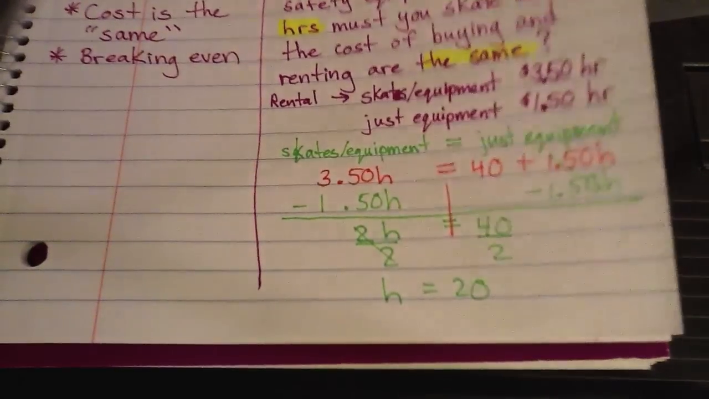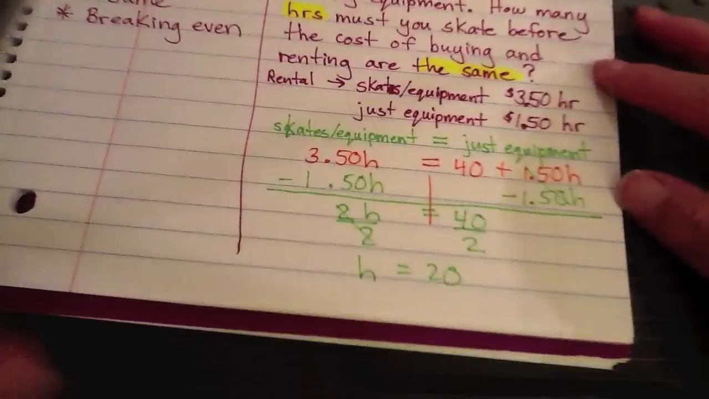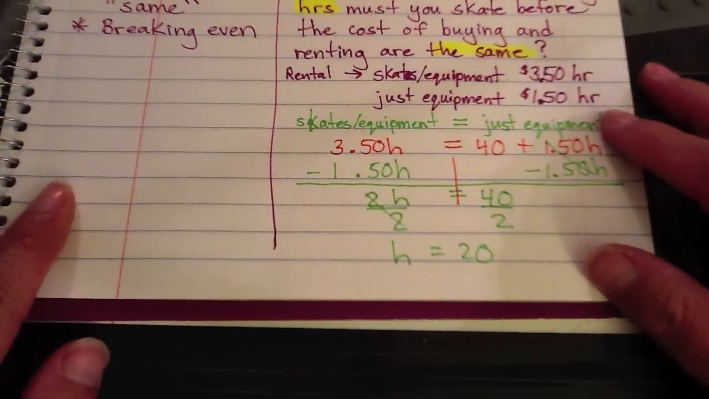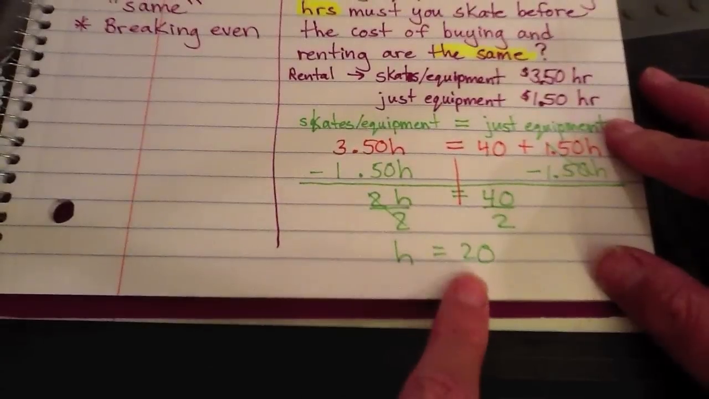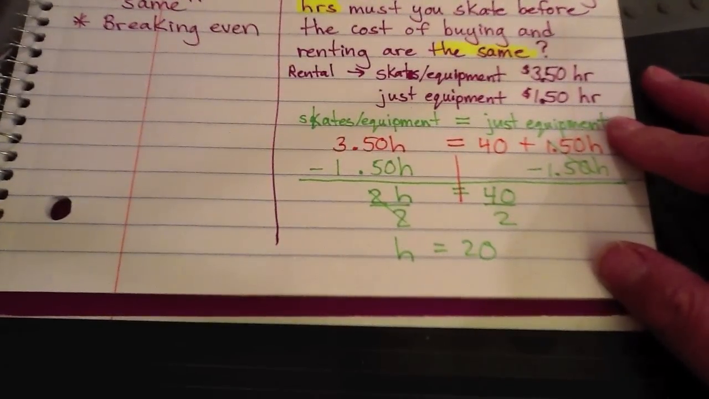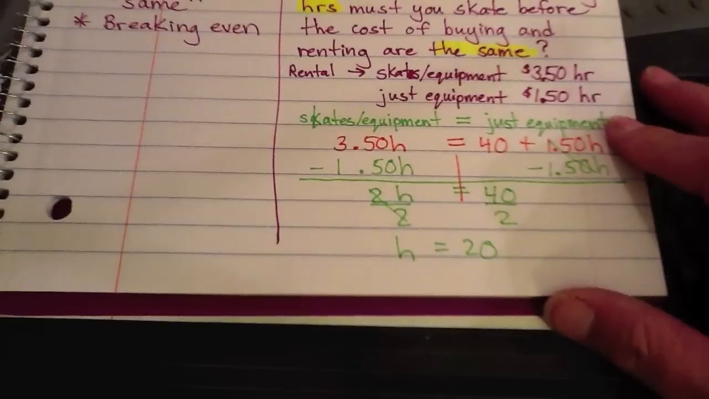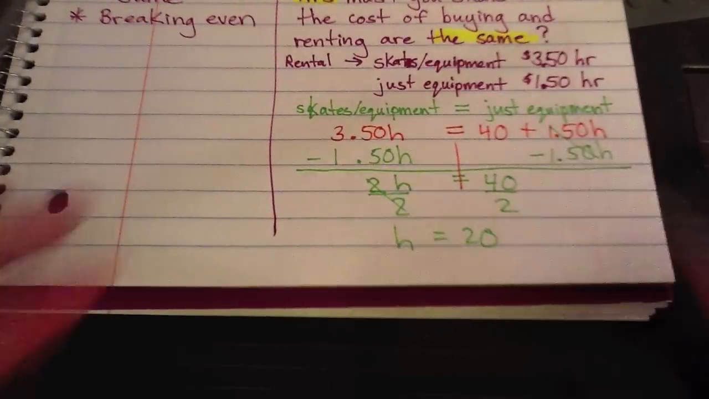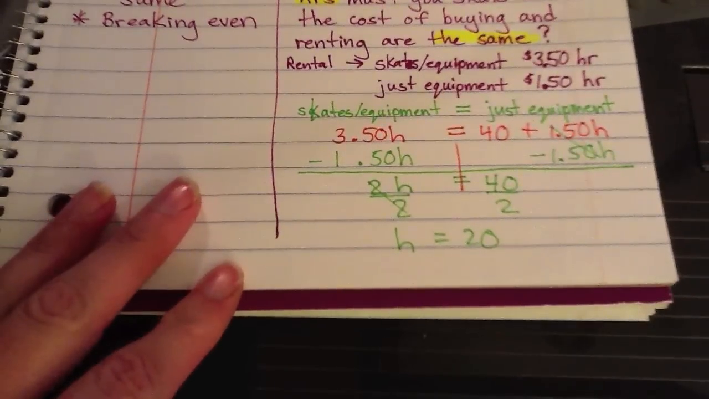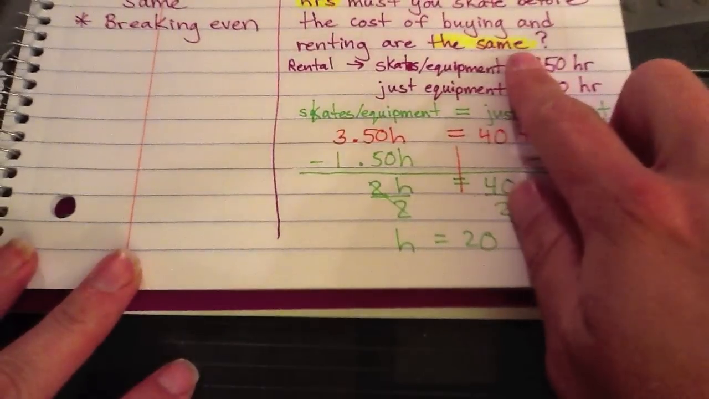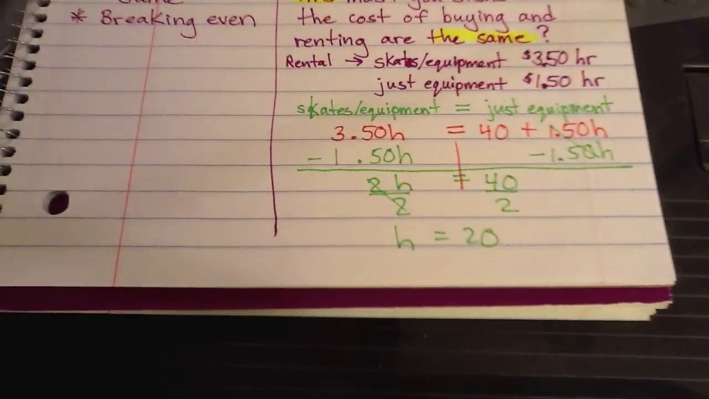On a word problem, if you leave an answer like that, you're not going to get full credit. I want you to write out your answers, and I want you to tell me what you just found. H equals 20 means nothing to me unless you can tell me what you just solved. So what did you just find? And hopefully you all thought to yourselves or said out loud that you found the number of hours for when the cost would be the same for buying and renting.